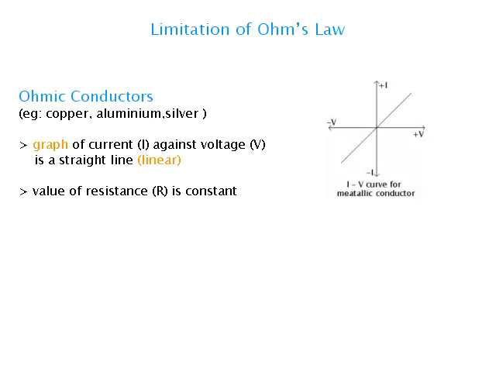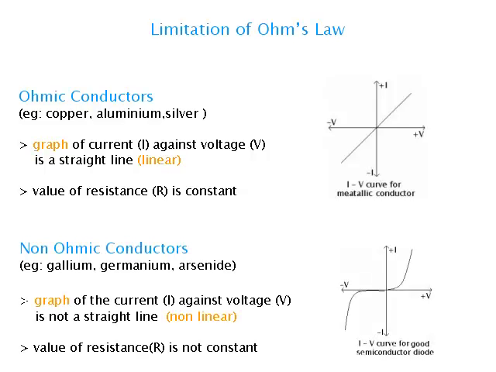Limitations of Ohm's law. Materials like copper, aluminium or silver obey Ohm's law, hence they are called ohmic conductors. For such materials, the graph of current against voltage is a straight line and value of resistance is constant.